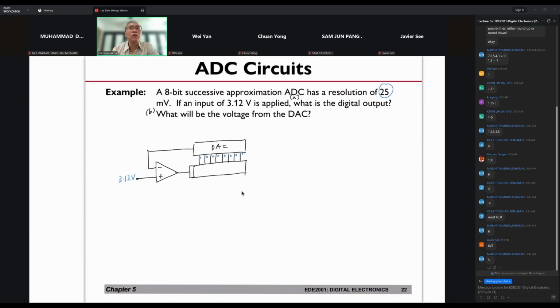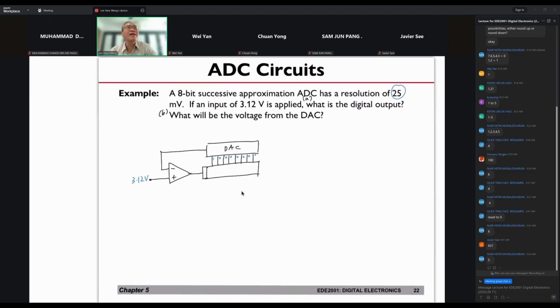First question: 0.025 volts. What is the digital level that I need to define this particular voltage? A resolution of 25 millivolts means what? An increase of 25 millivolts means what? If 0, 0, 0, 0 represents 0 volts, then the next level represents 0.025 volts, or 25 millivolts. Understand that? Correct. So the next one will be 0.05 volts.